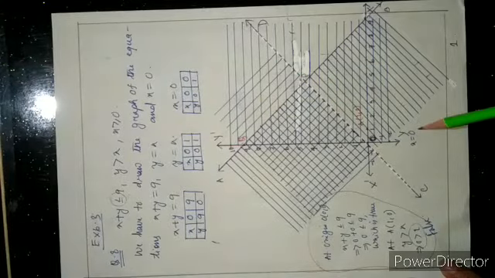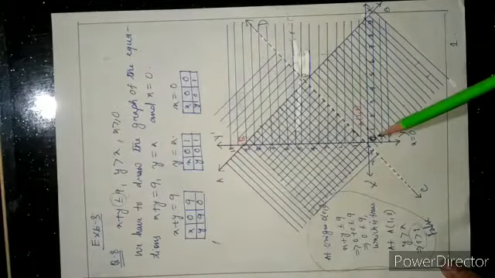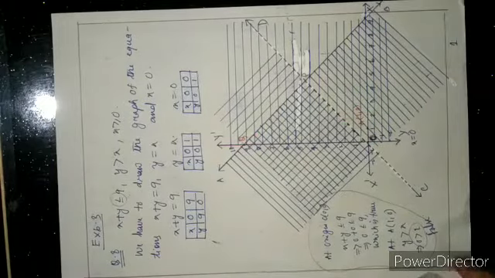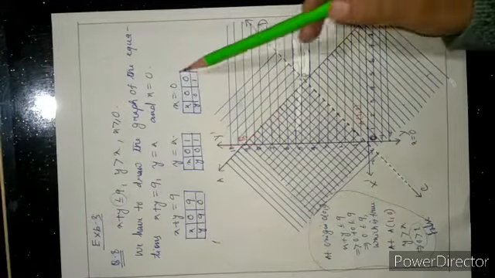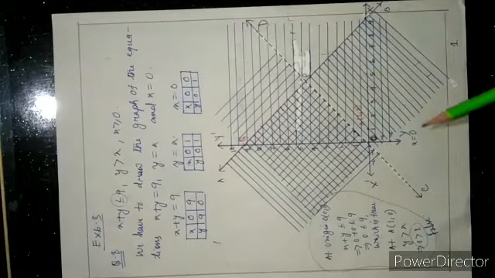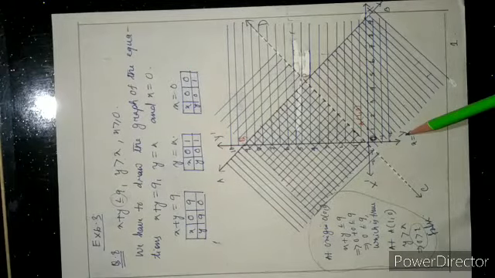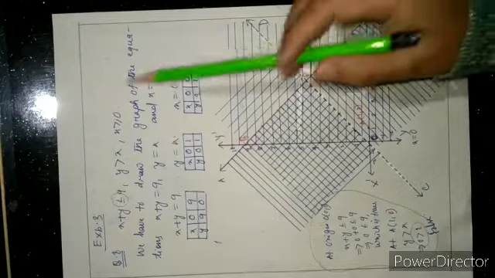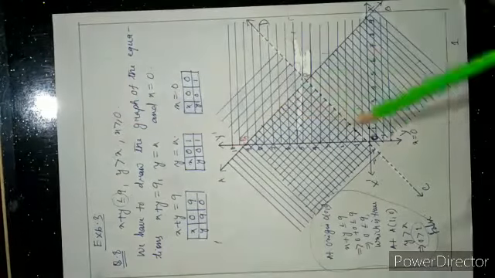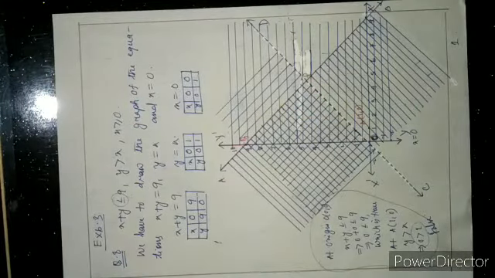The graph of x is equal to 0 is the y-axis. The y-axis is where the x coordinates are 0. The graph of x is equal to 0 is the y-axis. Since there is an equal to sign, the y-axis is a solid line.